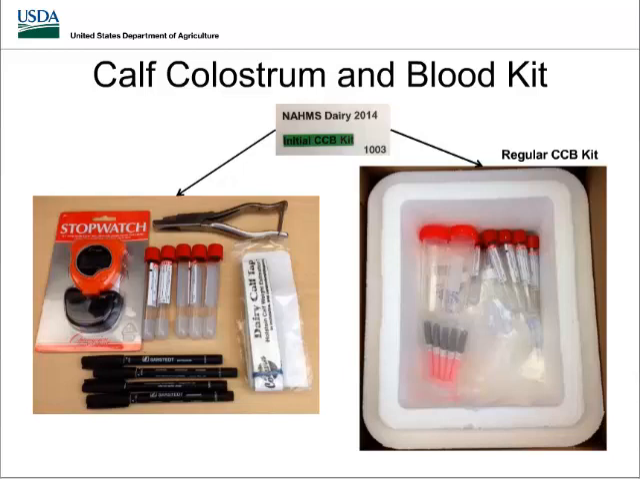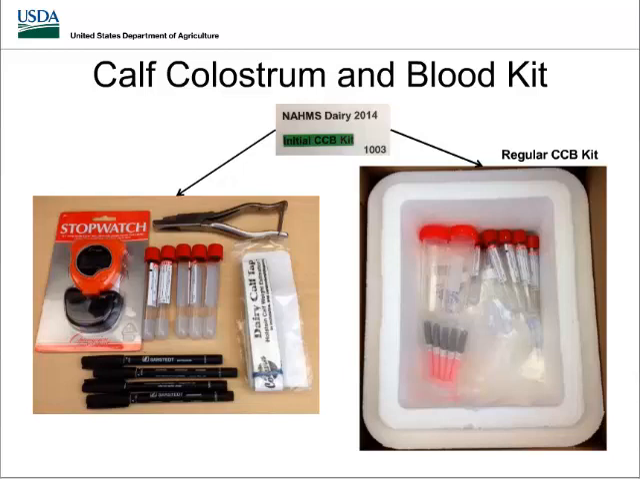And the calf colostrum and blood kits are all numbered, and they have the kit number on the top of the box on a white label. And that's tracked, of course. So Abby's tracking which coordinator gets which kits, so in case we have problems with those kits, we can trace them back to the coordinator and the operation.